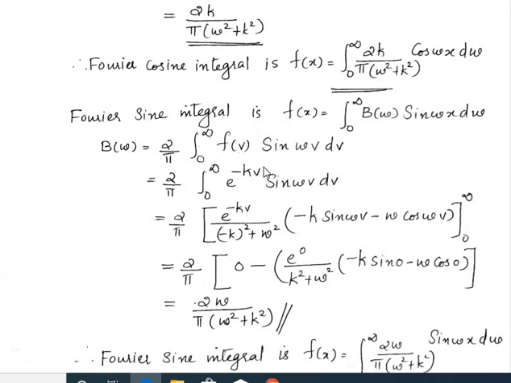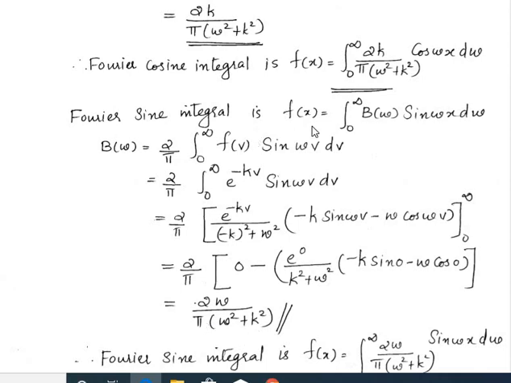The function is e raised to minus kx. f(v) becomes e raised to minus kv, and the limit will be 0 to infinity. By the reduction formula for the exponential and sine term, we write e raised to minus kv by k square plus omega square, into minus k sin omega v minus omega cos omega v, with limit 0 to infinity. Applying the upper limit infinity, e raised to minus infinity is 0, and for the lower limit 0, it is e raised to 0 by k square plus omega square, into minus k sin 0 minus omega cos 0. Sin 0 is 0 and cos 0 is 1, so it becomes omega by k square plus omega square, and there is a 2 by pi outside, so the B(omega) value is 2 omega by pi into omega square plus k square.